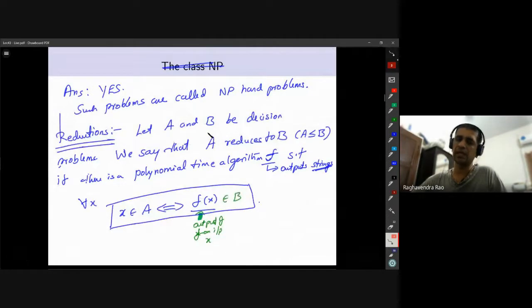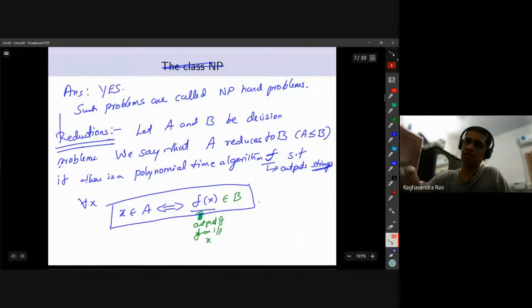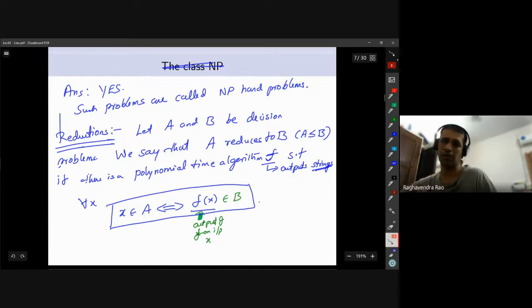That is, we say that A reduces to B if there is a polynomial time algorithm F such that F would output strings. It's not a decision algorithm. For all X, X is in A if and only if F of X is in B. That is, the output of F should be a member of B if and only if X is a member of A.